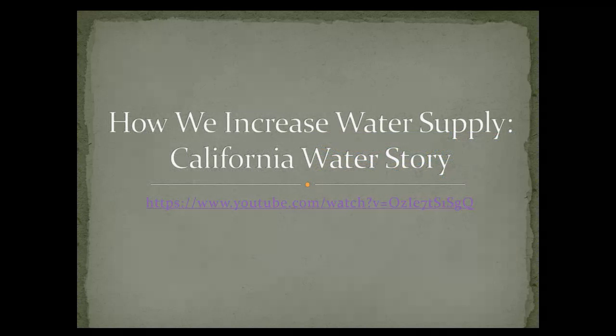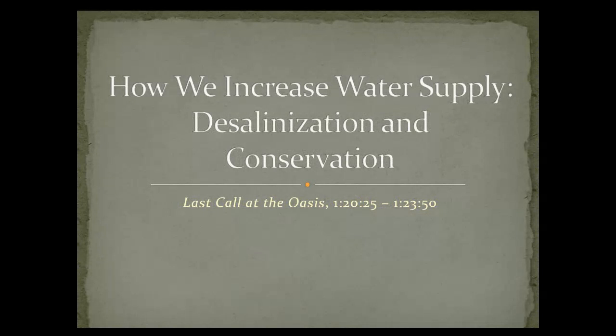So to understand our very, very complicated system of rerouting water in California, there's this video. So read over the focus question and put your notes on the right-hand side. Another option for increasing our water supply is desalination and also conservation. So this video, it's a segment of Last Call at the Oasis we're going to watch in class.